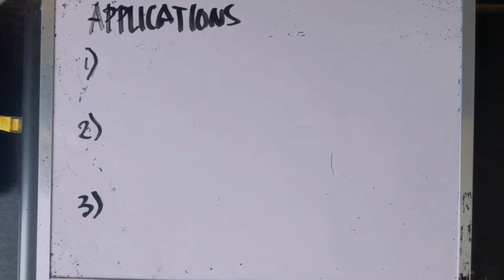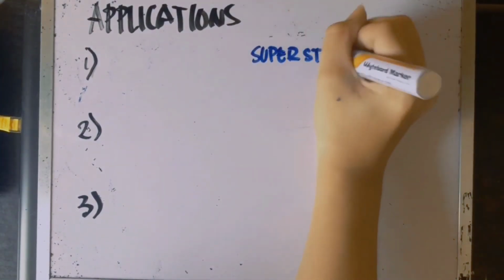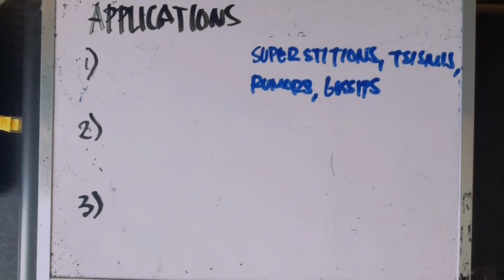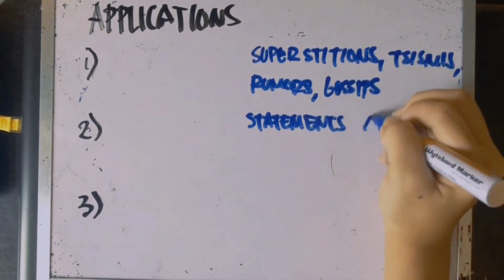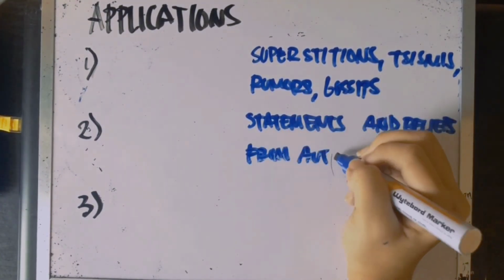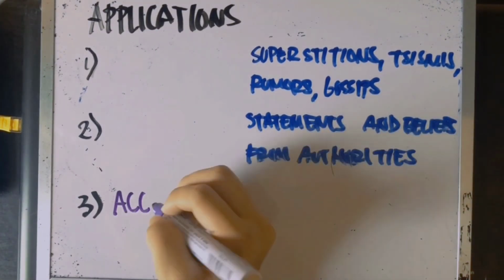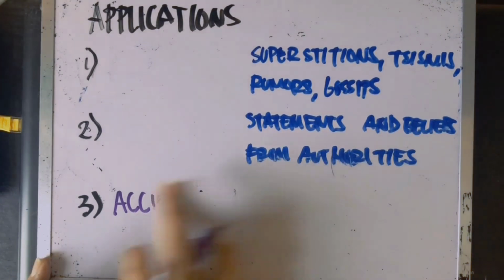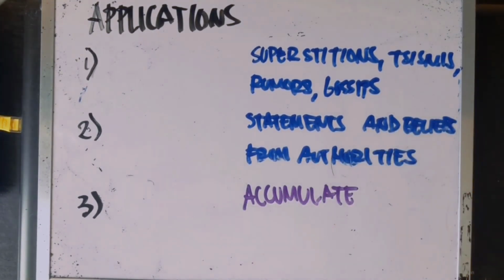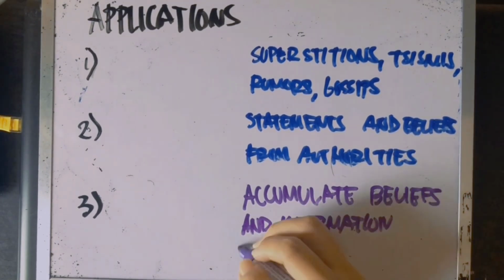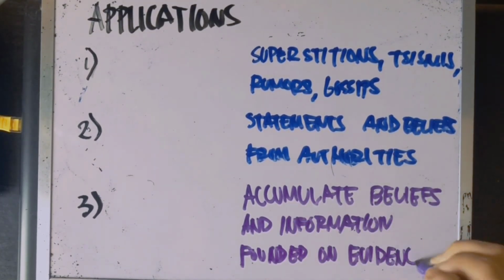Now, after studying these different knowledge claims, how do we apply them in our daily lives? Andresito Acuña provides three practical advantages of these distinctions. The first one is the ability to guard yourself against accepting rumors, chismes, gossip, and superstitions. The second is the ability to not readily accept statements or beliefs uttered by authorities as true. And the third one is, in the long run, to accumulate beliefs and information founded on evidence.